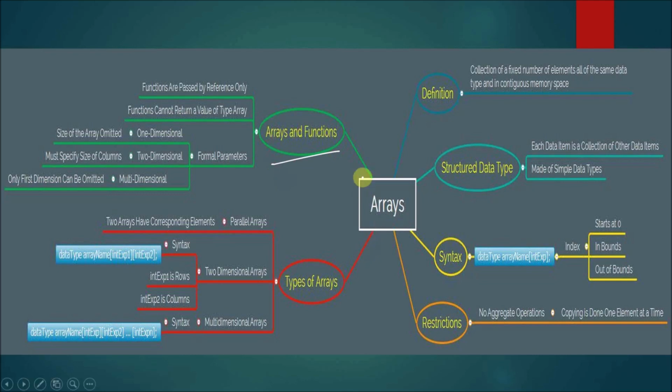Arrays and functions. Functions are passed by reference only, so in your formal parameter you won't need to use the ampersand with arrays, because there's no value or reference. Functions cannot return a value of type array because we can't return aggregate data.